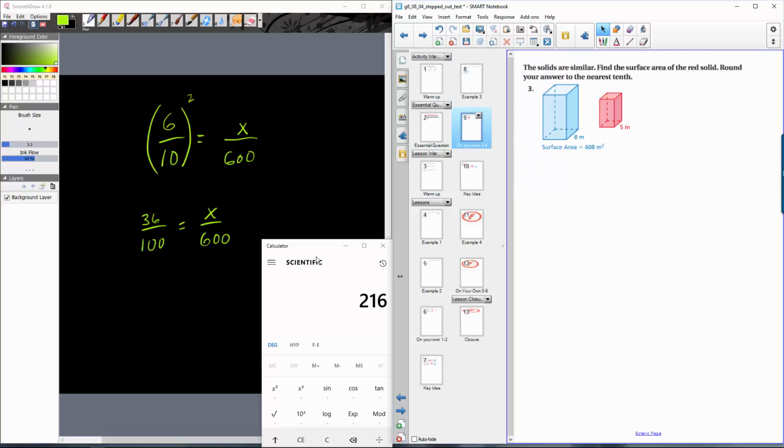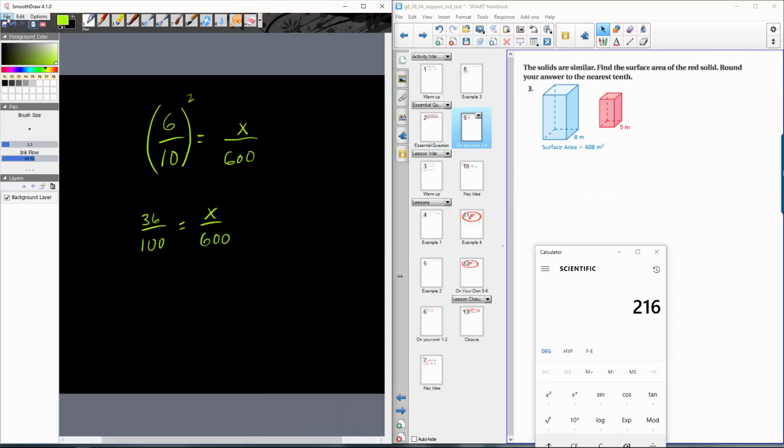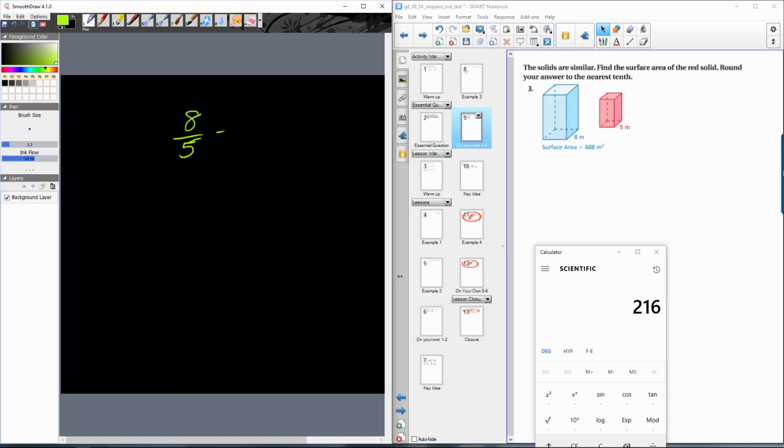Let's try another one. So I'm going to set this up, and I invite you to pause the video, try solving, and then look at it. All right, so hopefully you had a chance to look at this. So if I go through and I just set it up as 8 over 5, or I can do 5 over 8, it really doesn't matter. You just got to line this up properly. So the surface area corresponds to the blue one, so it goes up on top. So I'll put 608 up here. And I don't know the bottom, I'll put down X.